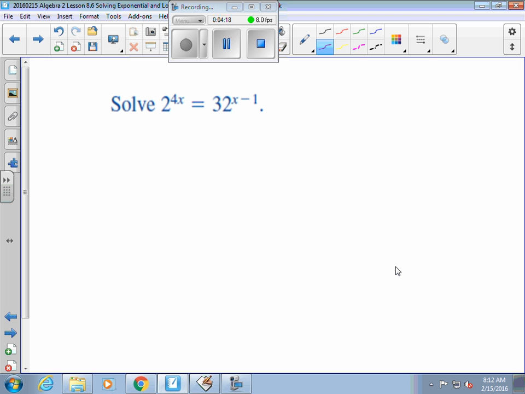Okay, for this one, you're not going to be able to change that base of 2 for 2 to the 4x. So we're going to make both of them into a base of 2. So we want both of them to be 2. So 2 to the 4x, that one's not going to change. That one's going to just say 2 to the 4x is equal to, in order to get to 32, you need to raise 2 to what power?